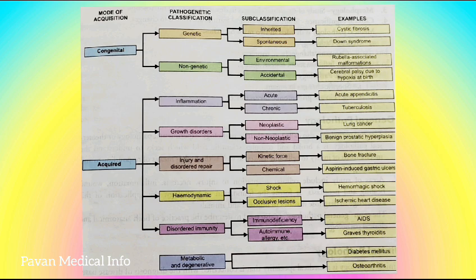So once again, very quickly, let us go to the mode of acquisition. First one will be congenital, second one will be acquired. In congenital, genetic and non-genetic, but in acquired, it is inflammation, growth disorders, injury and disordered repair, hemodynamics, disordered immunity, and the last separated one is metabolic and degenerative classification.